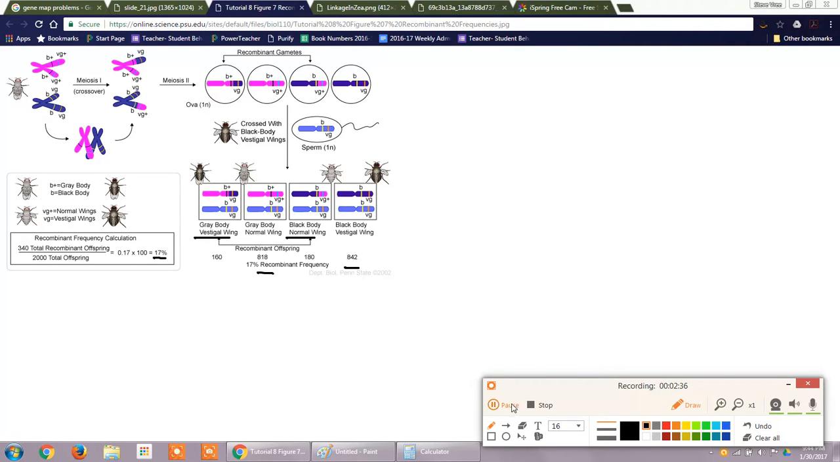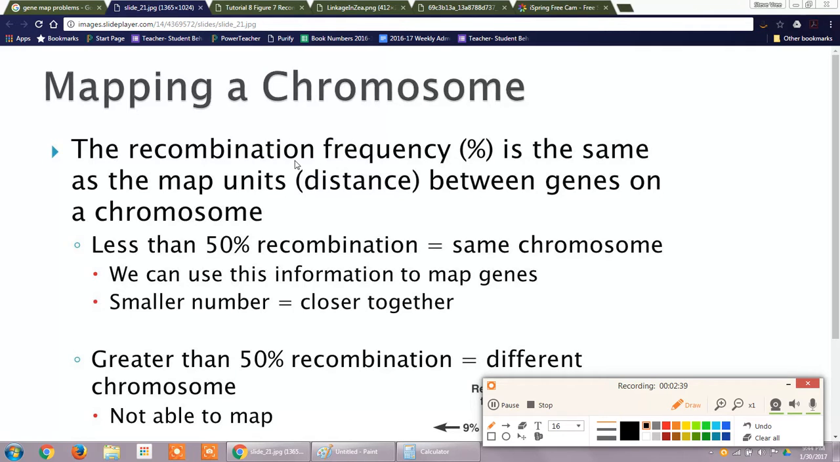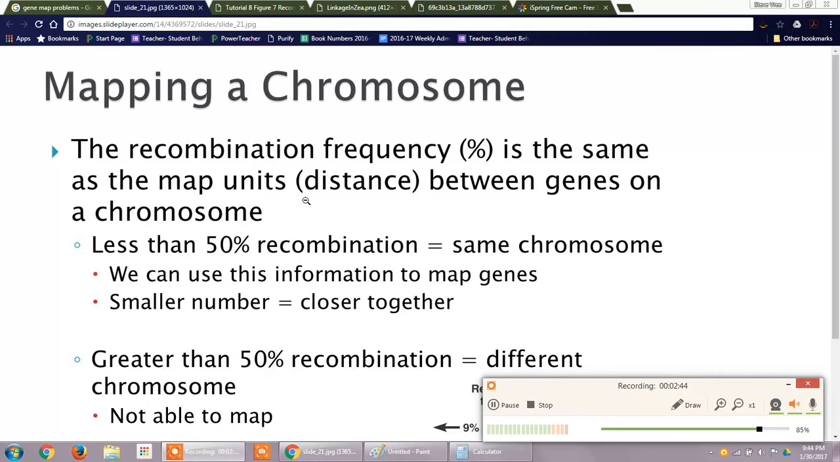And so what that means is that recombination frequency is a result of the percentage, which is the same as the number of distance between the genes on the chromosome. But you need to remember that if it's less than 50%, it's on the same chromosome. But if it's greater than 50%, that means it's on a different chromosome. Basically, they may be on the same chromosome, but you're getting the same results as independent assortment, so it doesn't really matter. You can only map genes that are having a recombination frequency of less than 50%.